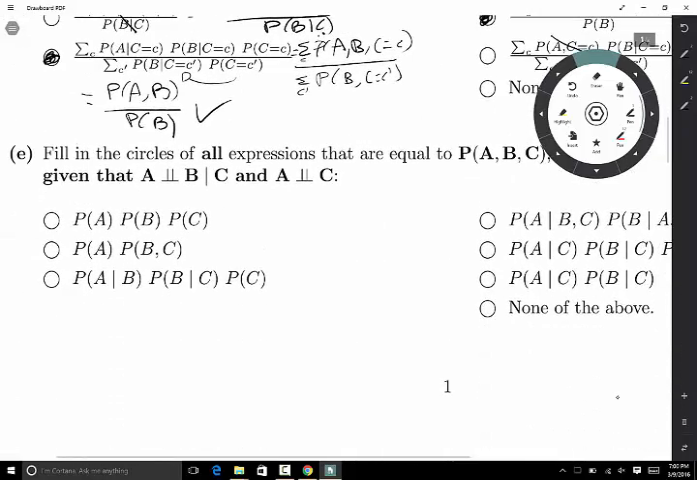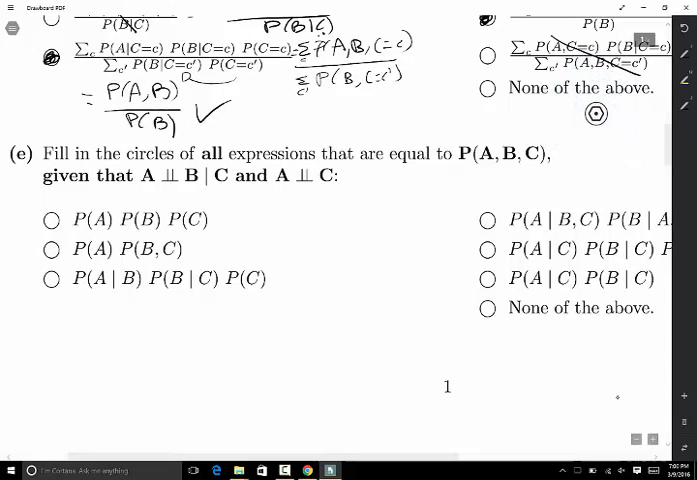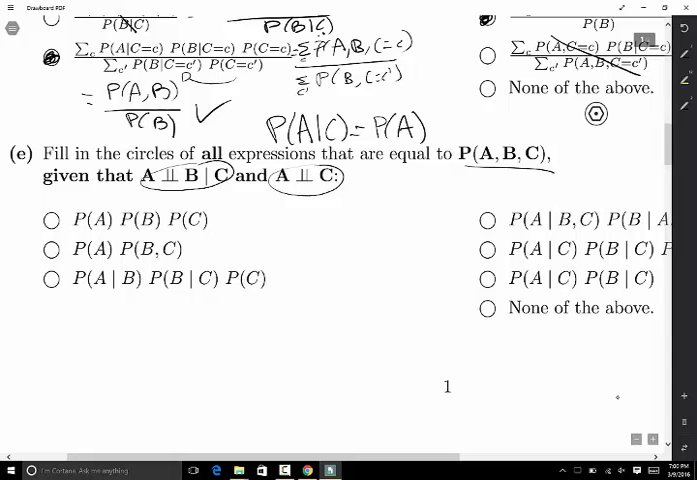And for the last part E, we're given that A is independent of B given C, but also that just A is independent of C. So A independent of C means that A given C equals probability of A. So that's going to be pretty useful. And we want to find expressions that are equivalent to the joint of A and B and C. This option would be correct if B were independent of C, but this is not given. So we can't say this is true.